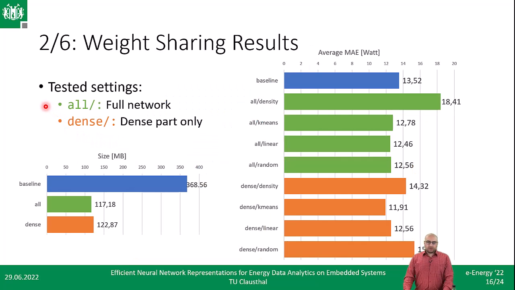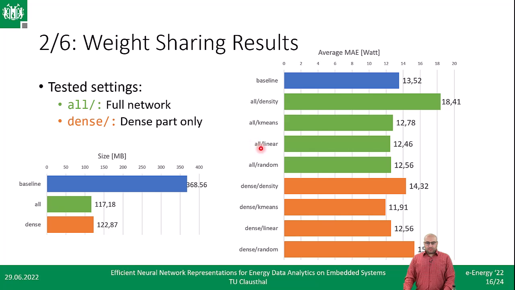And here are the results for the tested models. We tested each centroid selection method on the full model, prefixed by "all" here, and the dense part only, prefixed by "dense". In general, the density-based method delivers poor results, as we expected. In this method, larger weights are treated equally as small weights. However, larger weights are considered more important, as we discussed earlier in pruning, and thus their role vanishes in this method, which could explain these poor results.